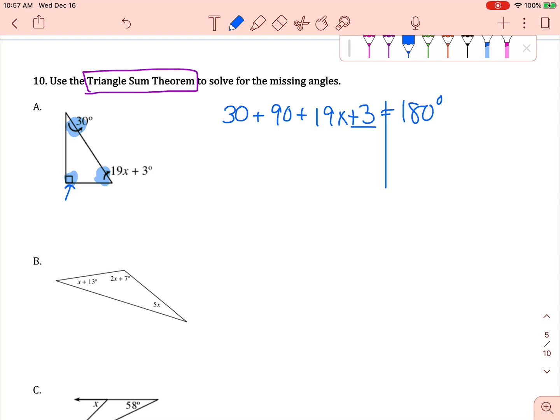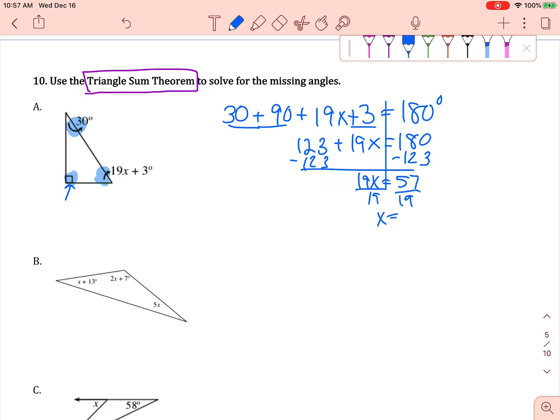Again, your simple equation, you're combining your like terms. So we have 123 plus 19x equals 180. We're going to subtract the 123 from both sides because those are like terms. 19x is equal to 57. Divide by 19. X is equal to 3.